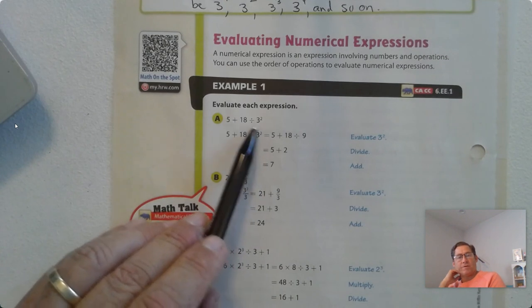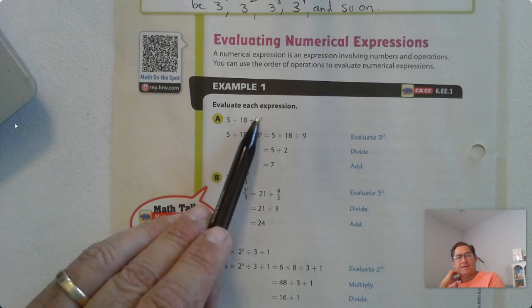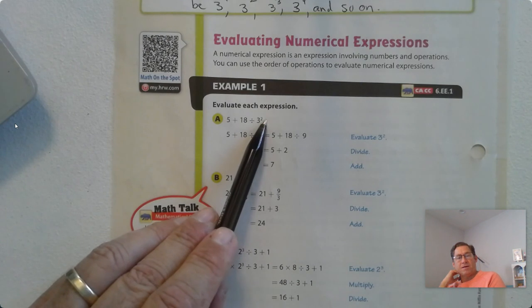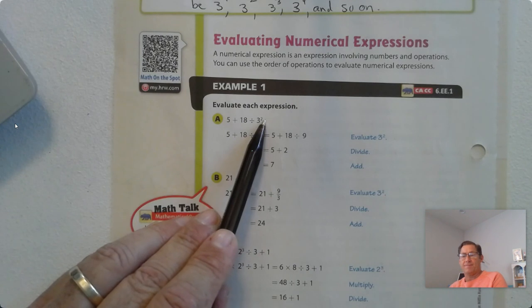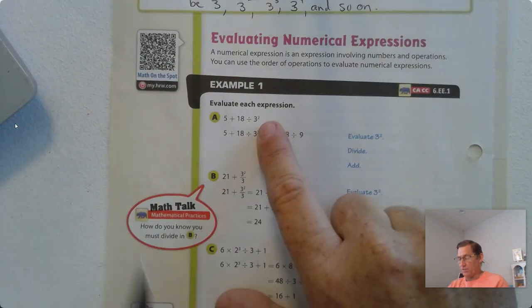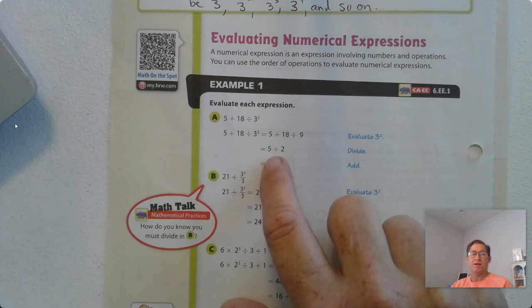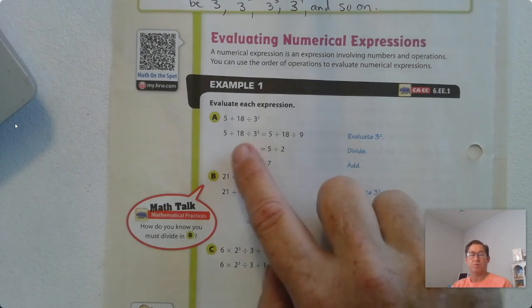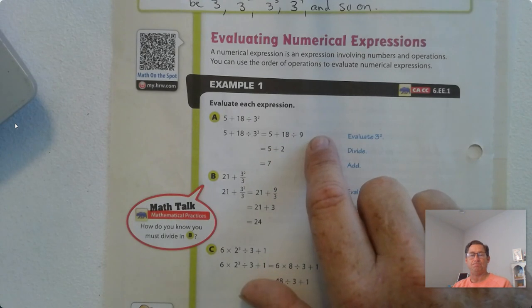Well, looking at the order of our operations, we have addition, division, and we have an exponent. So parentheses, the value of the exponents, multiply or divide left to right, finally add or subtract left to right. So the first thing we want to do is simplify the exponent. So 3 squared is 9. So we're going to rewrite everything else: 5 plus 18 divided by 9.